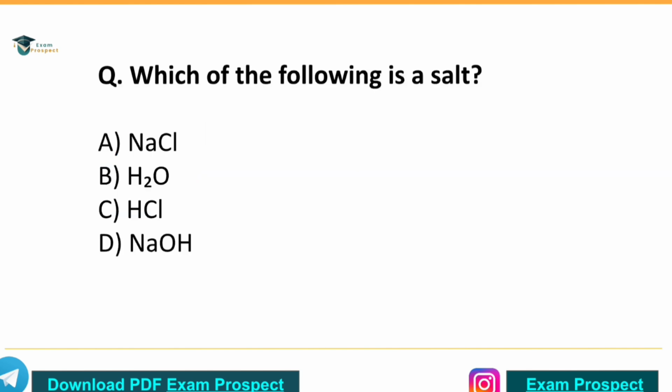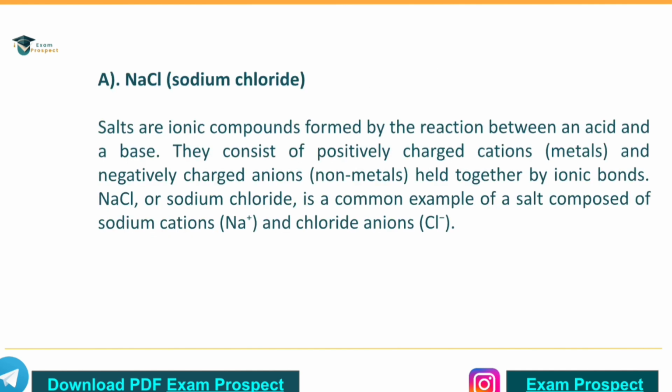Next question, which of the following is a salt? The correct answer is option A, sodium chloride. Salts are unique compounds formed by the reaction between an acid and a base. They consist of positively charged cations and negatively charged anions, held together by ionic bonds.